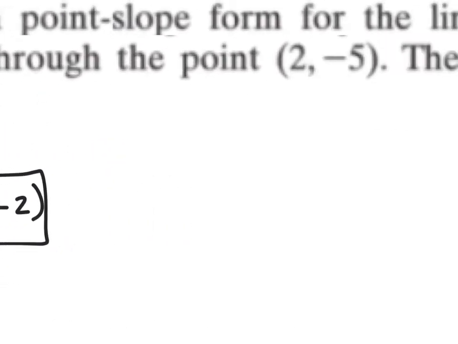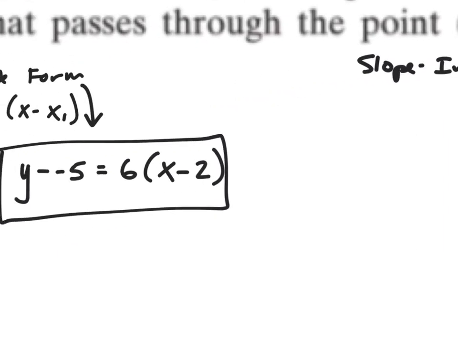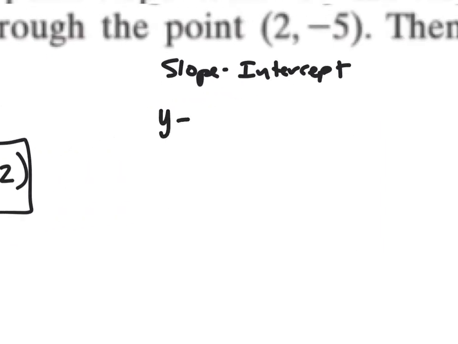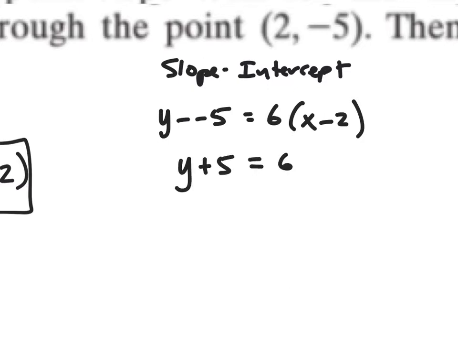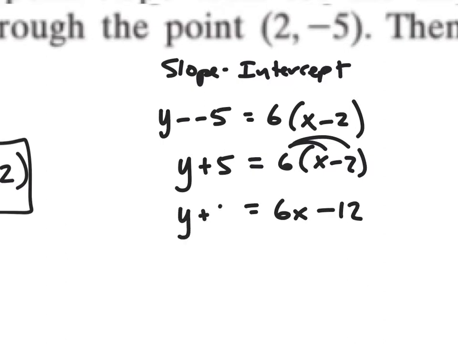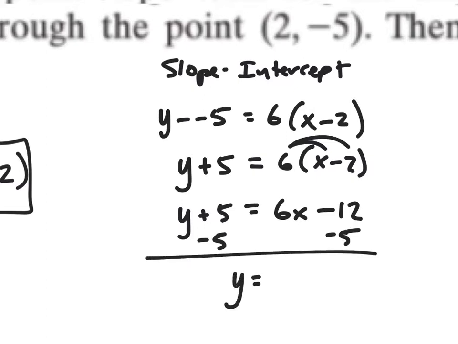Now let's put this into slope intercept form. Here's what we're going to do. I'm going to copy this down. I've got y minus negative 5 is equal to 6 times x minus 2. When I subtract a negative, I get y plus 5 is equal to 6 times x minus 2. I'm going to distribute my 6 here, so we get 6x minus 12, and then this is y plus 5. I'm going to subtract 5 from both sides, and I get that y is equal to 6x minus 17.